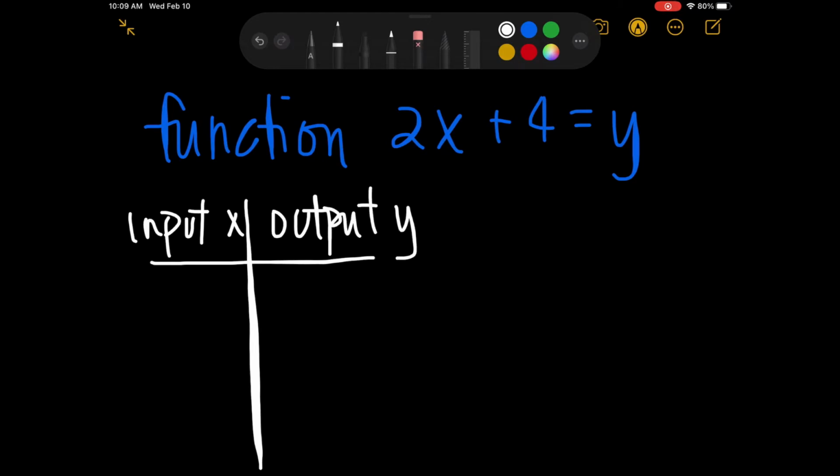Now our output is going to be created depending on what our input is, so we don't get to control that. Our input x, we're going to choose 1, 2, and 3. Why not just keep it simple?